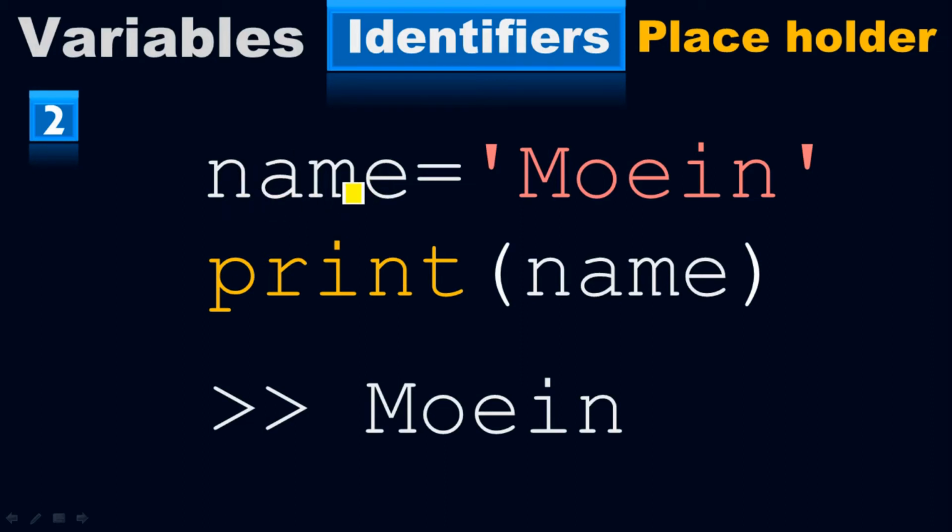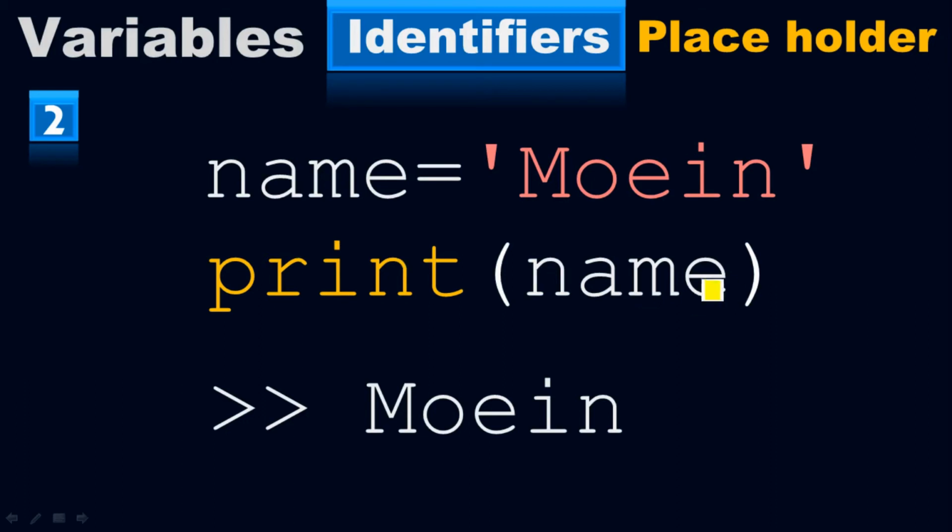It is a placeholder. I called this name with the help of the print. So print of name, which gives Moein. There I got the information in the output. I repeat it, I didn't use quotes here because it is the name of the variable. It is a variable. For the variable, you don't need to put the quotes.